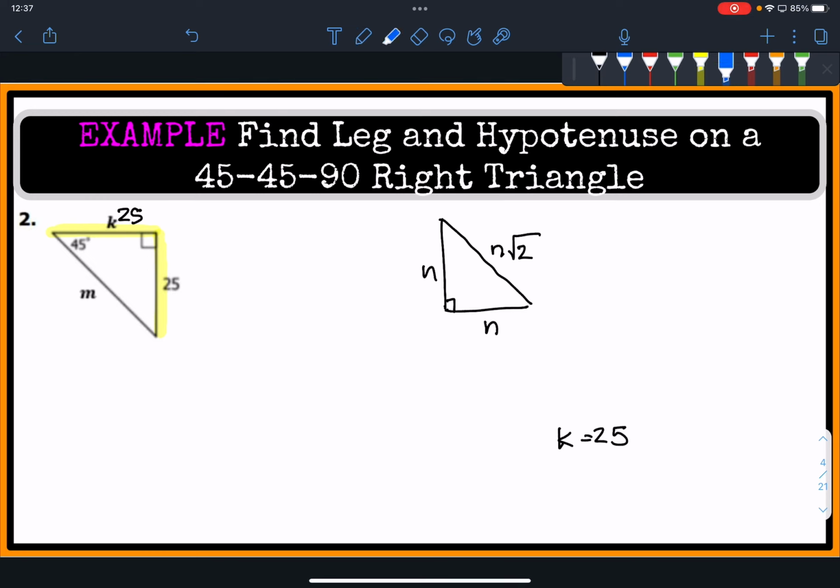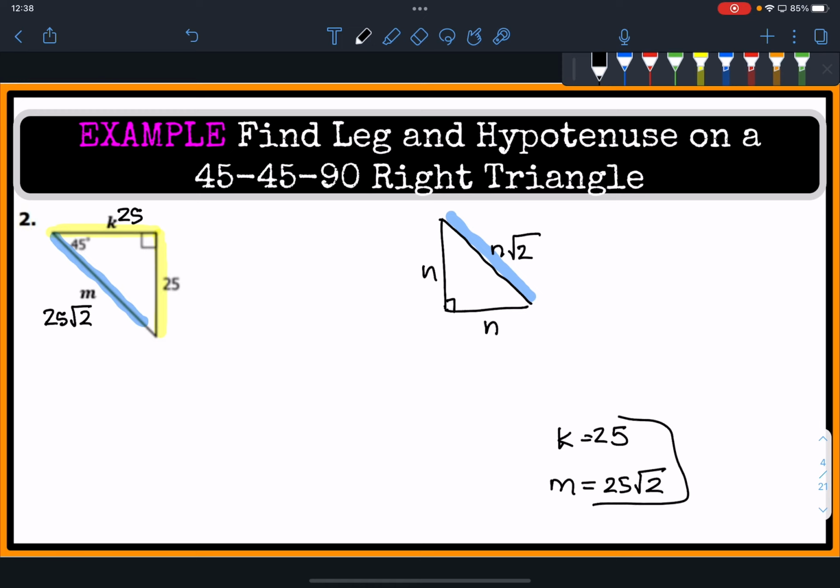To figure out the measurement of the hypotenuse, this measurement right here, I'm simply going to get the value of 25. That's the measurement of the leg. This measurement of n, which is 25, and multiply it by the square root of 2. So 25 times the square root of 2. And that's our answer for m. M is equal to 25 times the square root of 2, or 25 radical 2. So there's your answer.